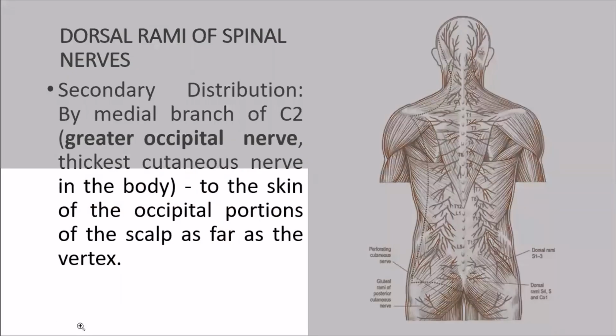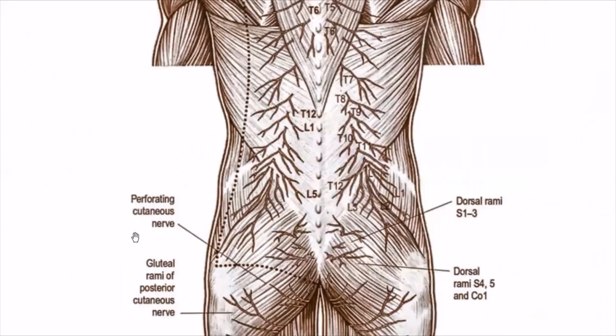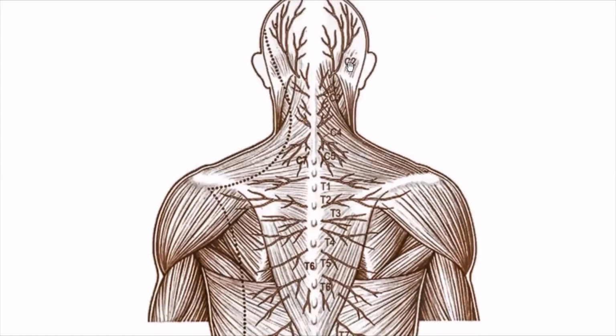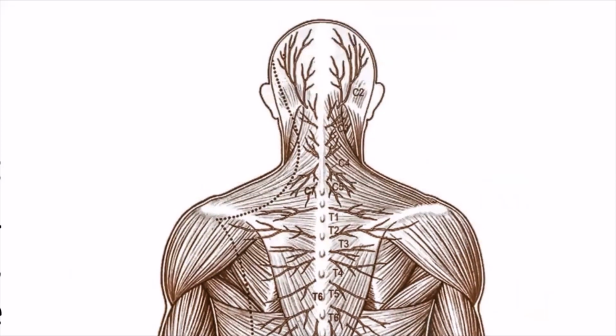Just take a pause. Don't worry that much. Just spend more time, and we have to learn and discuss. Let's just see. This is the C2 greater occipital nerve, and this supplies the area of the scalp. I have a lecture on the nerve supply of the scalp already uploaded on my learning anatomy channel. So this is C2, supplying up to the vertex here.